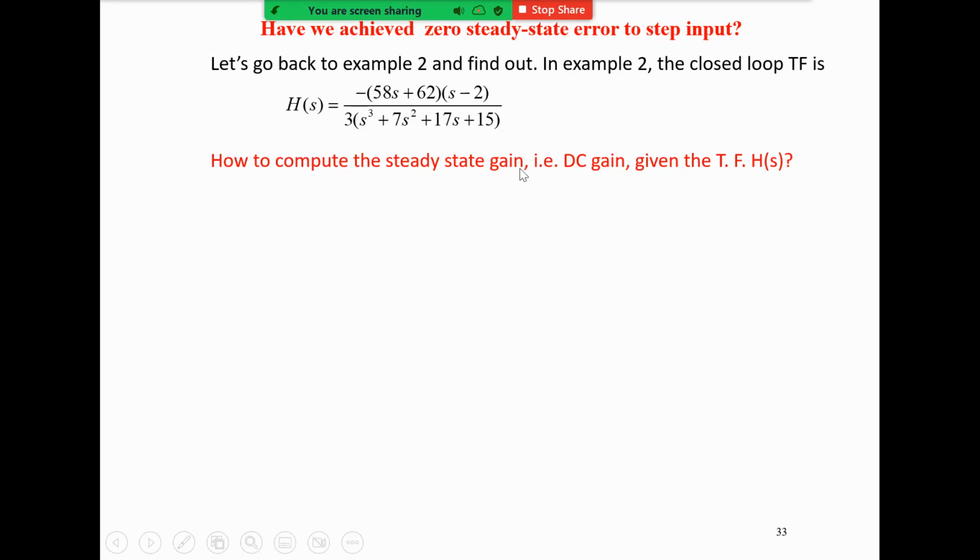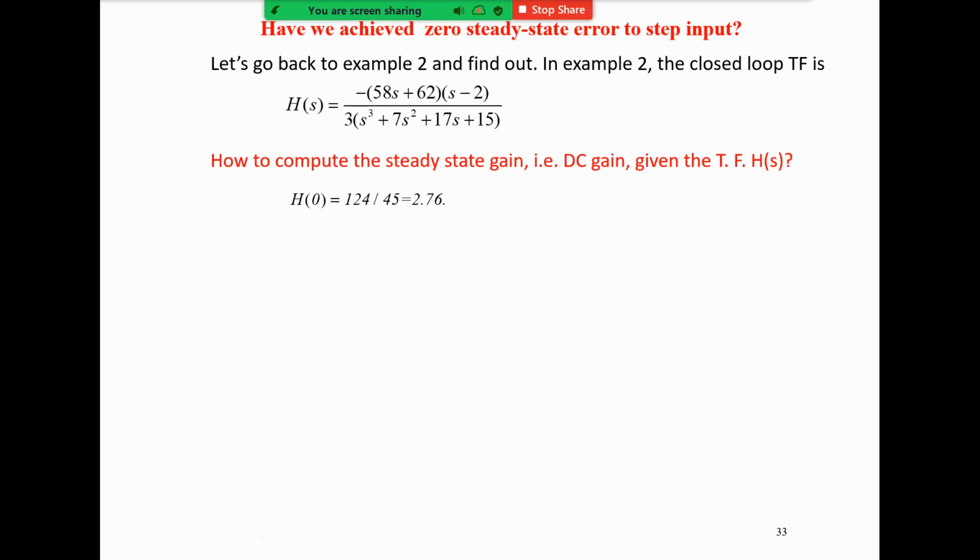Steady state gain means that if you have a constant step, the output will be a constant multiplied by the input. Given the transfer function, how do we find out the DC gain or the steady state gain? Which value should we evaluate for S? 0, right? S equals 0. That's an easy way. You put S equals 0, you get this one. Hey, you see, that is 2.76. What does that mean? It means if you pump in a step of 1, the output will be 2.76.